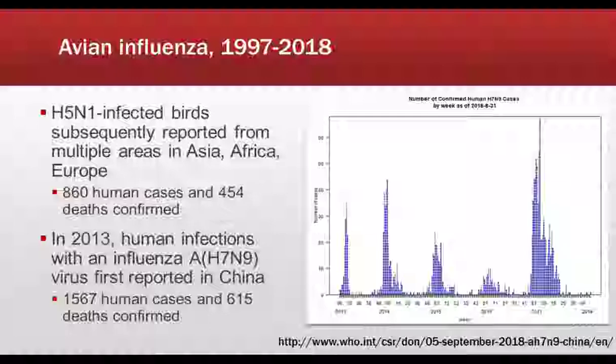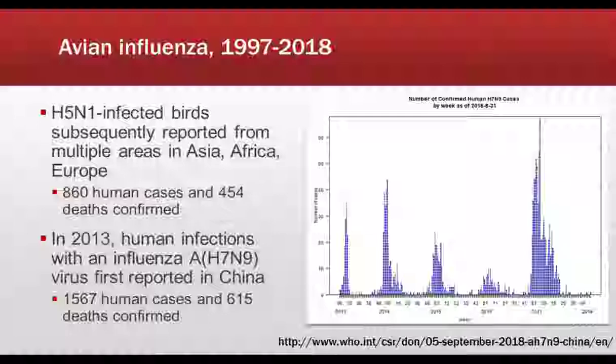More recently, in 2013, human infections with another novel influenza A virus, an H7N9, were first reported in China. Since 2013, more than 1,500 cases in humans and 600 deaths. Again, a nasty virus. You can see the epidemiologic curve on the right. More cases this past year than in the previous years. But again, no evidence that the virus is transmitted easily from person to person. And so this is something that needs to be monitored.